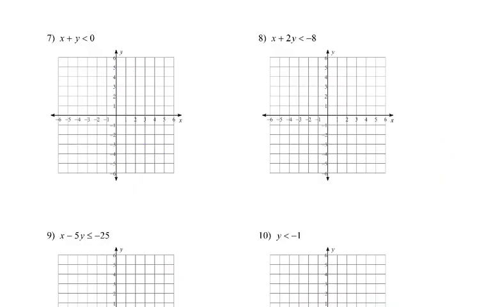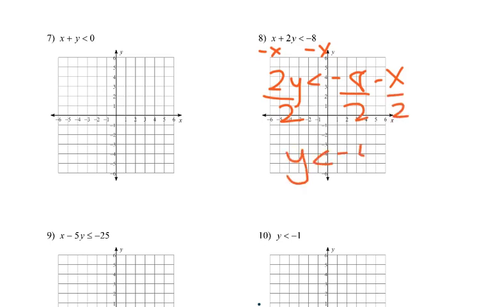Okay, now we can't really use that when we're dealing with these in more of the standard form. So now, the easiest way that I can think of to tell you how to graph these standard ones, yes, we could take it. Let's look at number 8. I could subtract x from both sides, get 2y is less than negative 8 minus x, then divide by 2 on everything, and end up with y is less than negative 4 minus 1/2 x, or y is less than negative 1/2 x minus 4, and then graph that way.